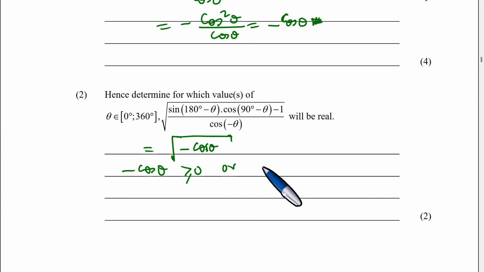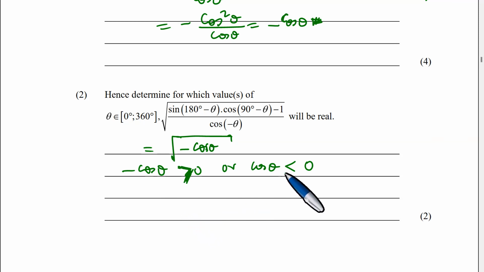Strictly speaking, let's not allow it to be equal to 0. Just make it strictly bigger. Or you can say cosine theta is less than 0, negative. Because we take square roots of positive numbers, whatever is under the square root must be bigger than 0.